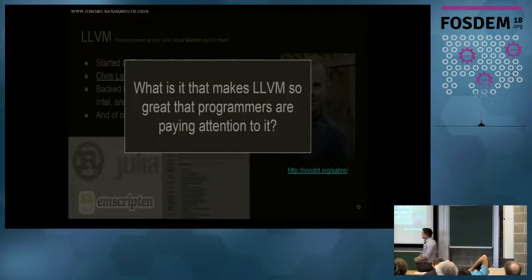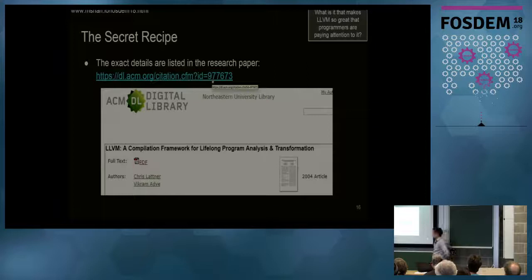But I guess the real good question is, it's great that it's open source and popular, but what makes LLVM the tool that a lot of programmers are paying attention to right now? It's getting a lot of attention. Why is it winning awards? Well, the secret recipe, if we want to look, is in the research paper published in 2004 that describes the details and the internals. Of course, we have the source code.